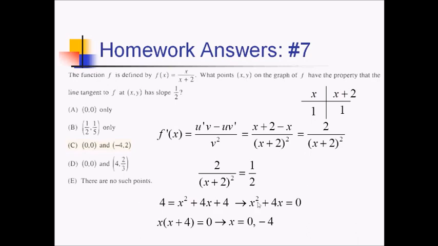If you're leery about just picking choice C without knowing the y values, it doesn't take too much longer to plug these in. So you have 0 over 0 plus 2, which is 0. So (0, 0) is a point. And for -4, you've got -4 over -4 plus 2. -4 over -2 comes out to 2, which gives us choice C.